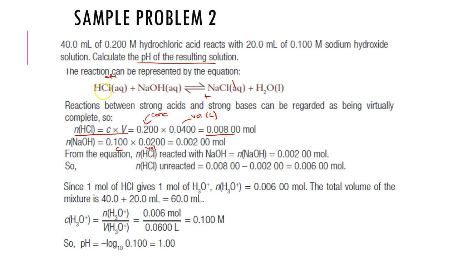From the reaction, we can see that it's a 1:1. We will get 1 mole of HCl neutralizing 1 mole of sodium hydroxide. So if we want to have a look here, we have 0.008 mole of hydrochloric acid and 0.002 mole of sodium hydroxide. The sodium hydroxide will neutralize this amount of HCl.